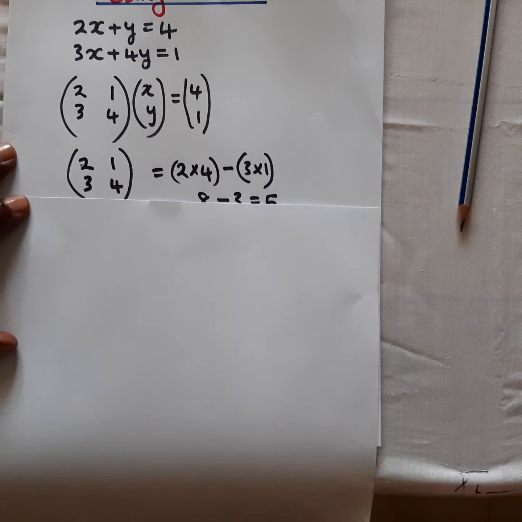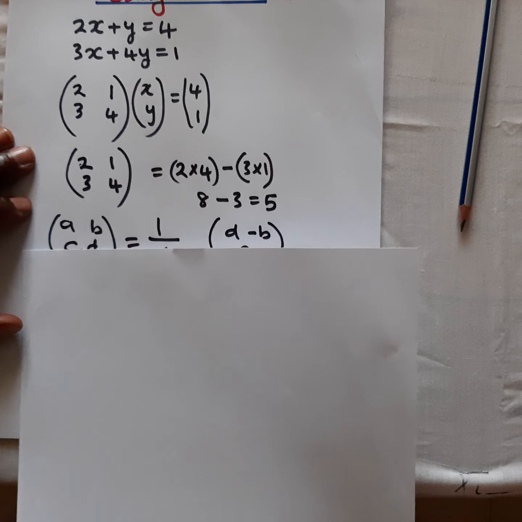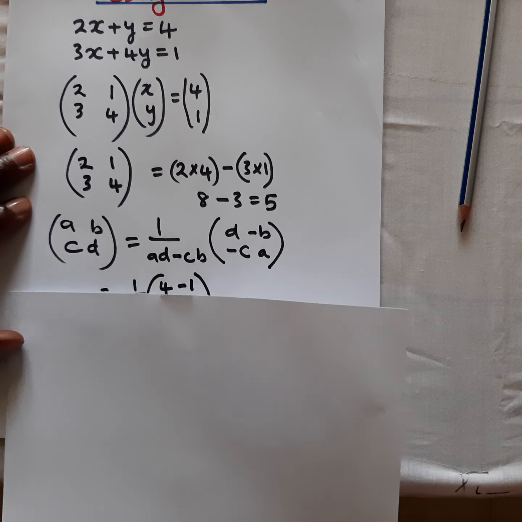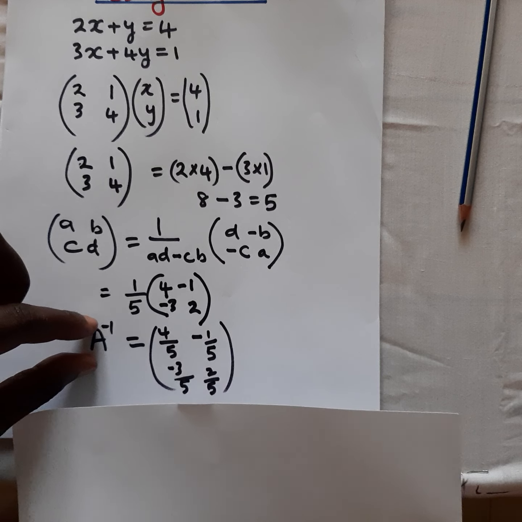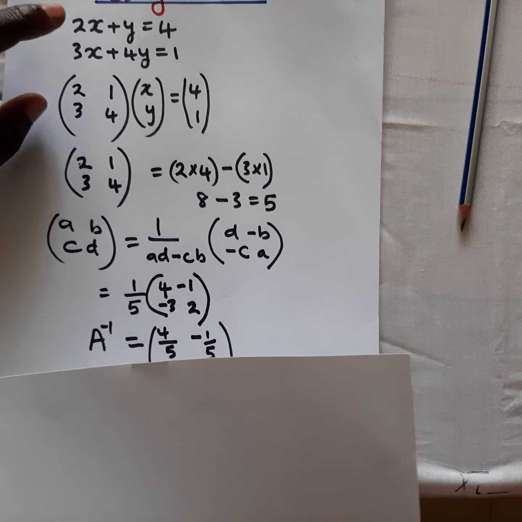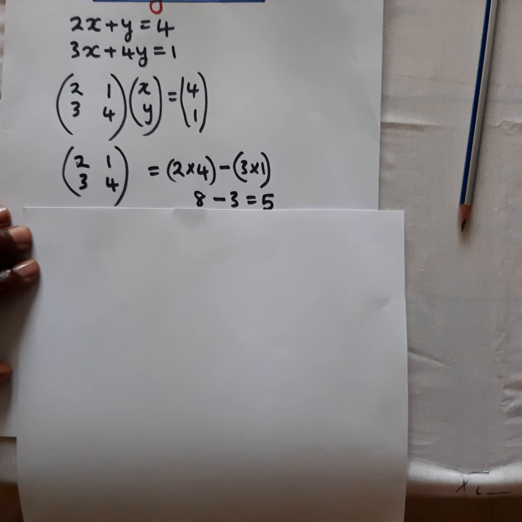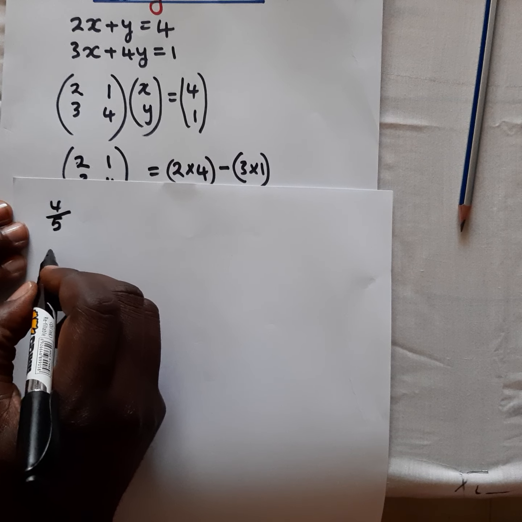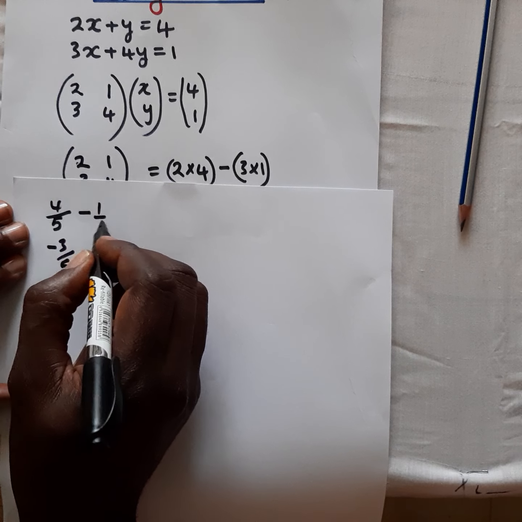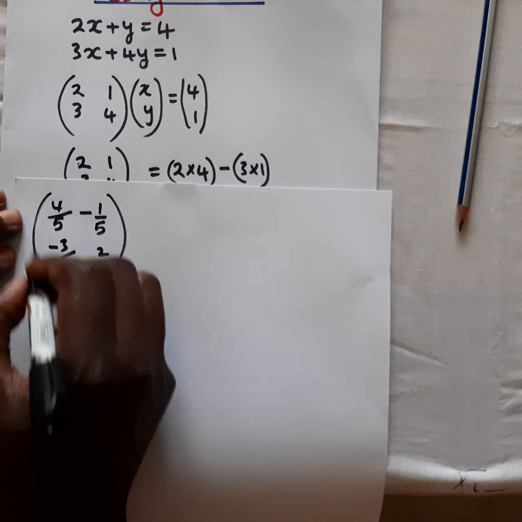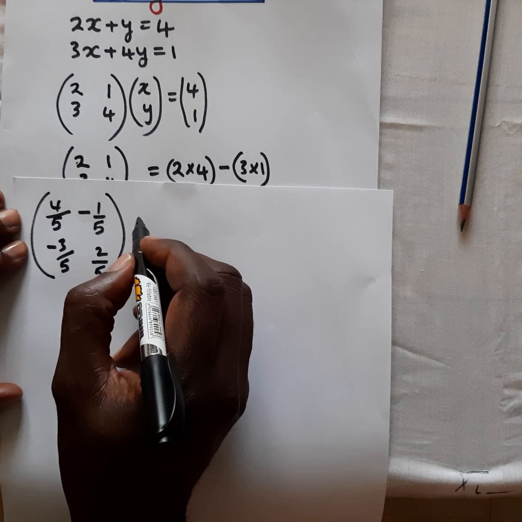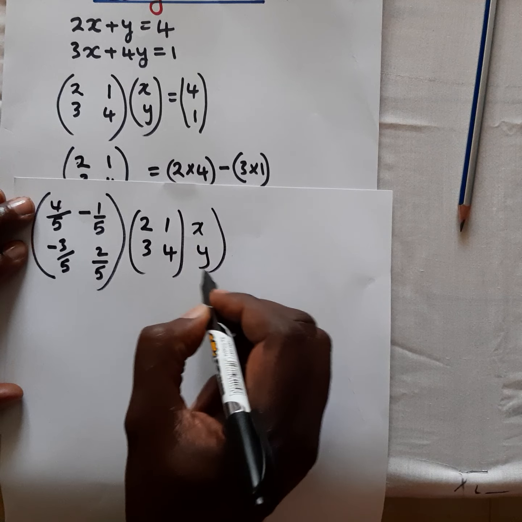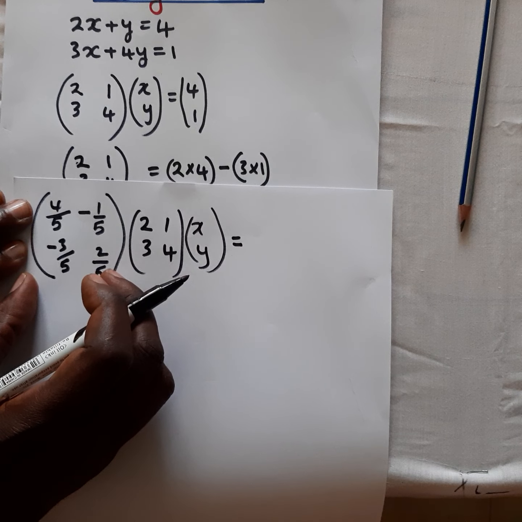In step 4, what we do, we multiply the coefficients matrix by pre-multiplying. What do we mean? We pre-multiply this inverse, we multiply on both sides of this matrix. This is how we go about it. So the inverse we have 4 over 5, and negative 3 over 5, negative 1 over 5, and then 2 over 5. This is the inverse. So we multiply with the original matrix. Therefore, we go 2, 3, 1, 4, x, y equals. So the inverse we pre-multiply on both sides.